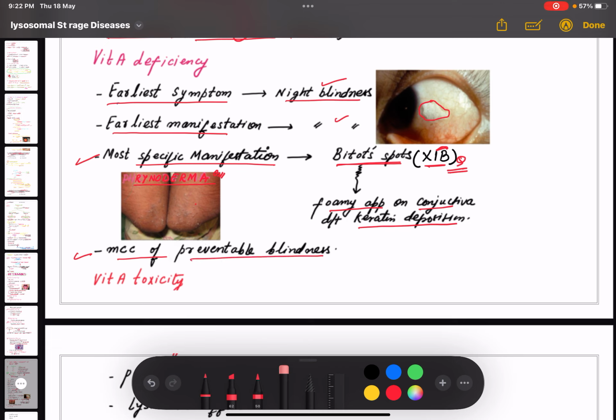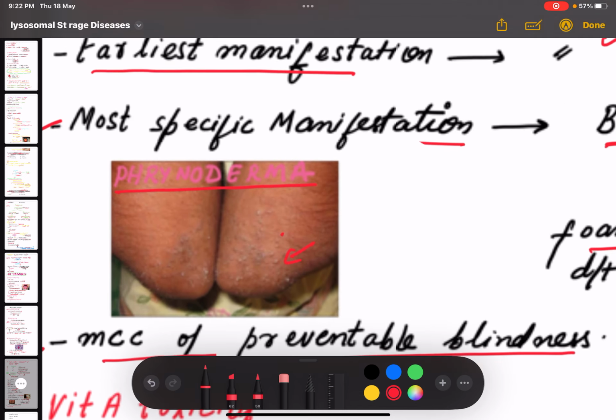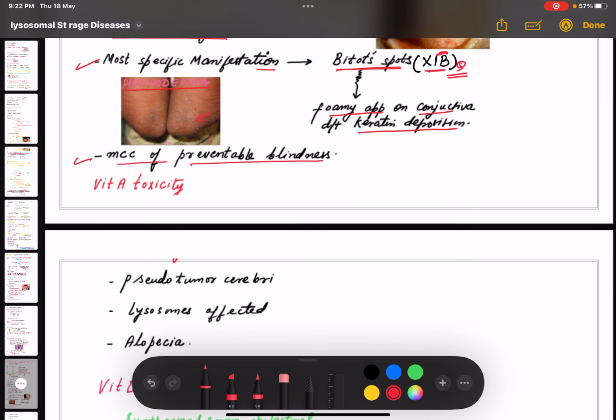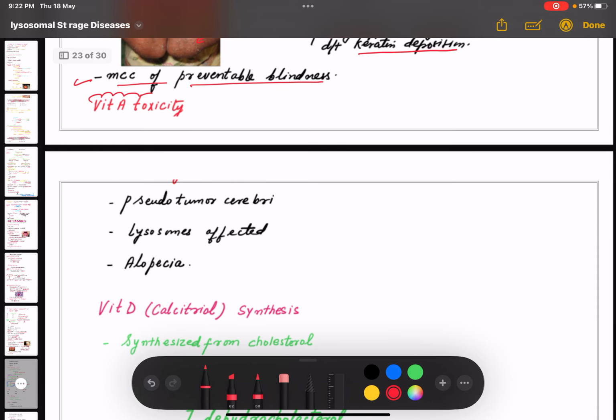Also remember, there is a condition which is known as phrynoderma. See this condition, this is phrynoderma, which is also seen in vitamin A deficiency. Now let's see another topic, that is vitamin A toxicity. In vitamin A toxicity, the patient will have pseudotumor cerebri. It means the ICP is raised. The patient will feel that ICP is raised. Intracranial pressure, ICP, is raised in pseudotumor cerebri.